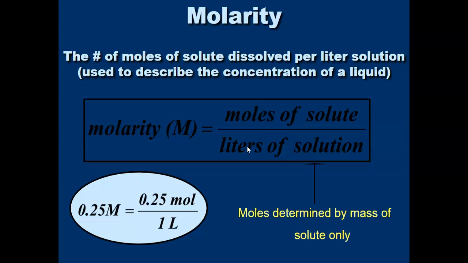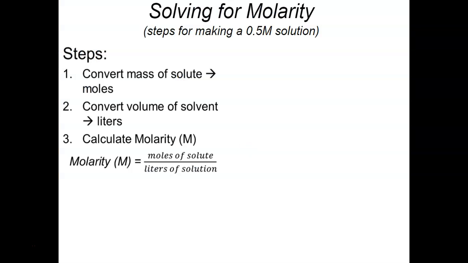Okay, so the number of moles of your solute dissolved per liter, that is also used to describe the concentration. So molarity and concentration are very similar. Okay, so here are your steps. If they don't give you the number of moles, you have to convert mass of solute to moles. Then you convert your volume of solvent to liters in case it's not already there. And then you calculate your molarity, again, moles of solute over liters.